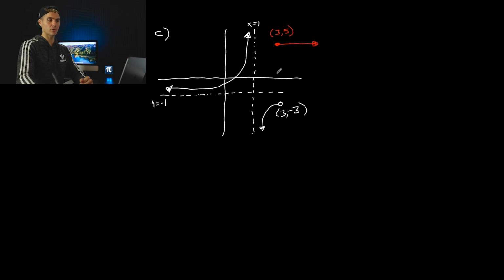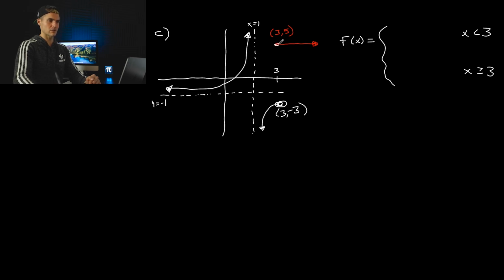Now, what's the meeting point of these? Notice that they're both meeting at an x value of 3, right? This one over here, the rational function, is going to have a hole at this coordinate 3 and negative 3. And then the horizontal line starts with a solid dot at the coordinate 3 and 5. So we can actually set up our domain of this piecewise function. We could say, okay, the rational function here in white is going to be x values less than 3, not including the 3 because this is a hole here. And then this horizontal line is going to be x greater than or equal to 3 because it's a solid dot right there, right?